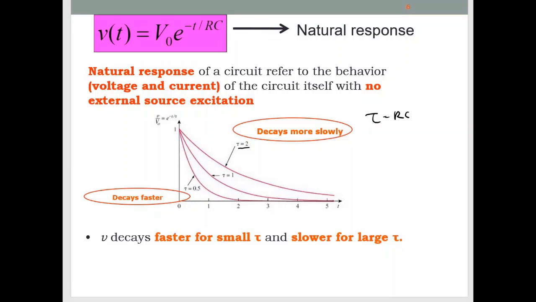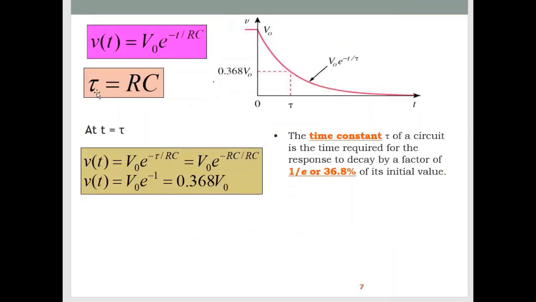Okay, back to here, and this is what I wrote just now. Tau equal to RC, V(t) = V0 e^(-t/RC). This is the main formula for RC, the purple formula.